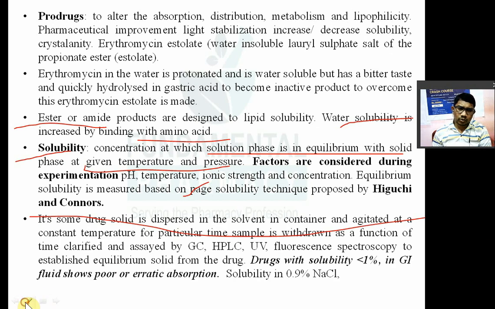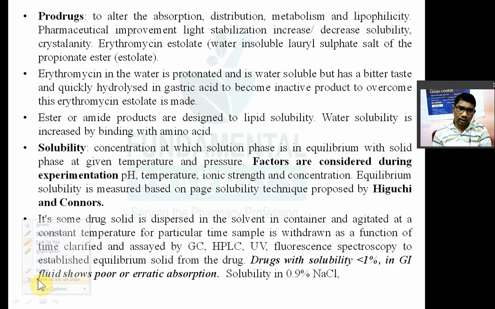So how to do a solubility experiment? How to conduct it? Some drug is dispersed in the solvent in a container and agitated. Some amount of solid is dispersed in the solvent in a container and it is stirred at a constant temperature for a particular time. Then at particular time intervals, the sample is withdrawn as a function of time. Now that sample is clarified and assayed by either gas chromatography, HPLC, UV, or fluorescence spectroscopy to establish the solid form of the drug.